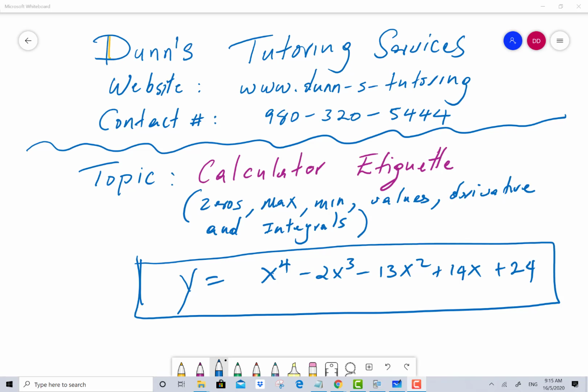So with that, I'm going to dig deeply into our famous thing right here, calculator etiquette. So we're going to address these issues now. So let's get started.